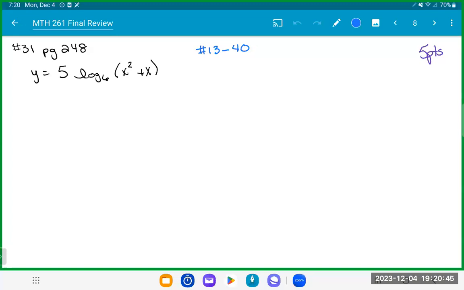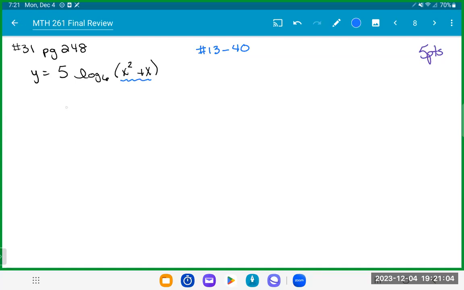Now we're looking at page 248. This is where we're doing derivatives where log is involved. So the first thing we're going to look at here is this x squared plus x. So what is that derivative?